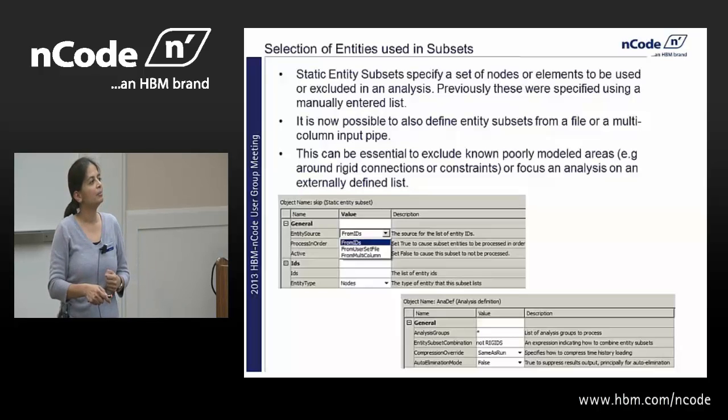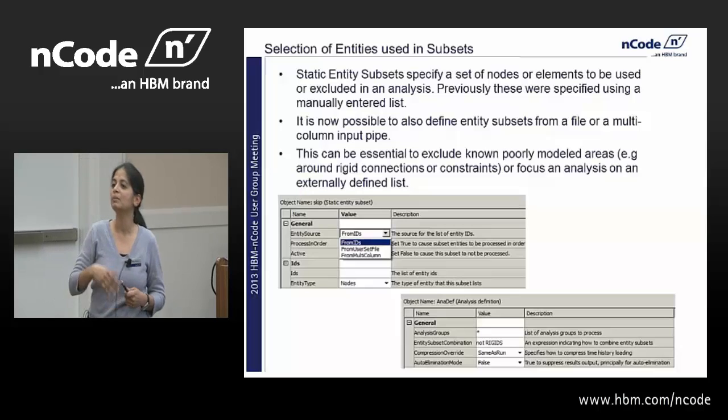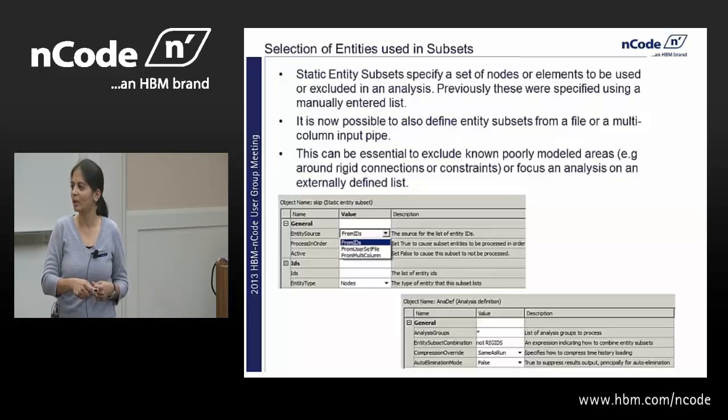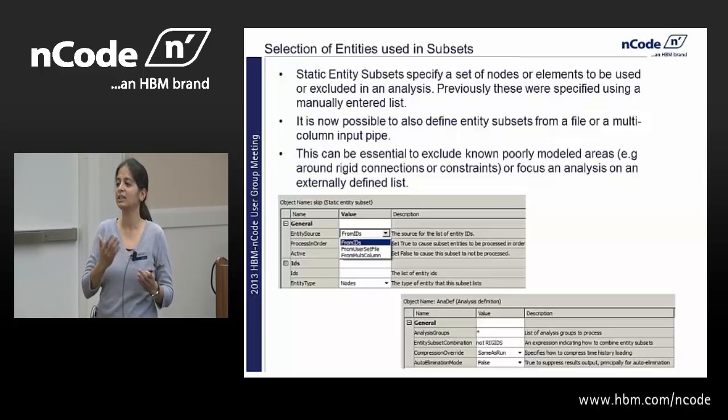Okay? Another way to bring in that list of nodes or elements is using multi-column input. So if you're familiar with the GlyphWorks and DesignLife terminology, we can pipe in a glyph with an input, which is a multi-column input. So that can be in the form of a CSV file. Okay? So the summary of this point being that rather than manually typing in a list of nodes or elements, you can now import them from an ASCII file or from a CSV file. Okay?